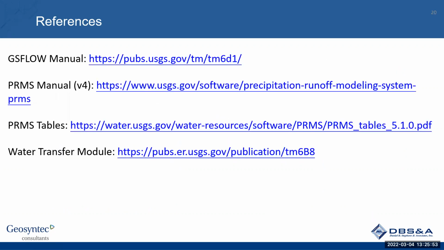The references that I mentioned earlier, the important ones are the GSFLOW manual and the PRMS manual. The latest PRMS manual is version 4, but if you want to look at the version most relevant to the version that we use, they have updated the tables, so you can look at the latest tables. And specifically for the water transfer module, you can look at this link here. This has the documentation for the water transfer module.